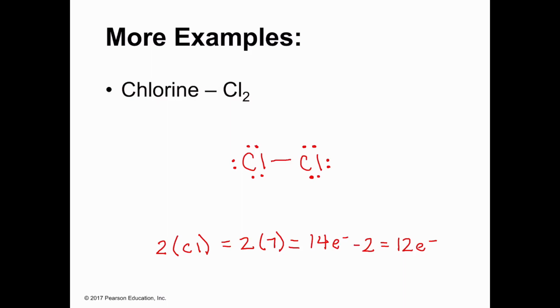So the chlorine on the right has 2, 3, 4, 5, 6, 7, 8. So that chlorine's good. Chlorine on the left has the 2 from the bond, 3, 4, 5, 6, 7, 8. So both chlorines have 8 valence electrons, which means that this is a good Lewis structure.